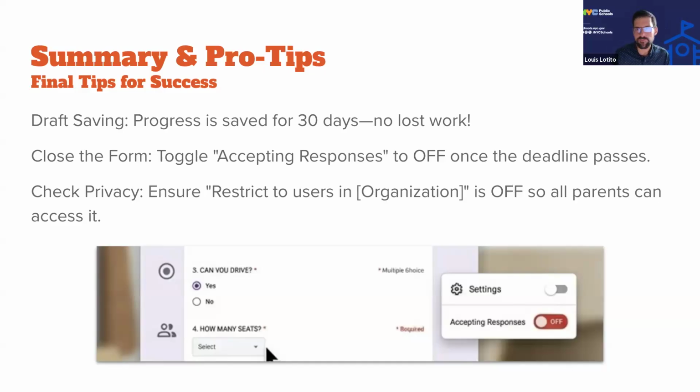So if you have draft saving turned on, a family's responses will be saved the next time they come to the form to fill it out. And that can be helpful for forms that are a little bit longer in length. And the progress will be saved for 30 days, and families won't lose their work.